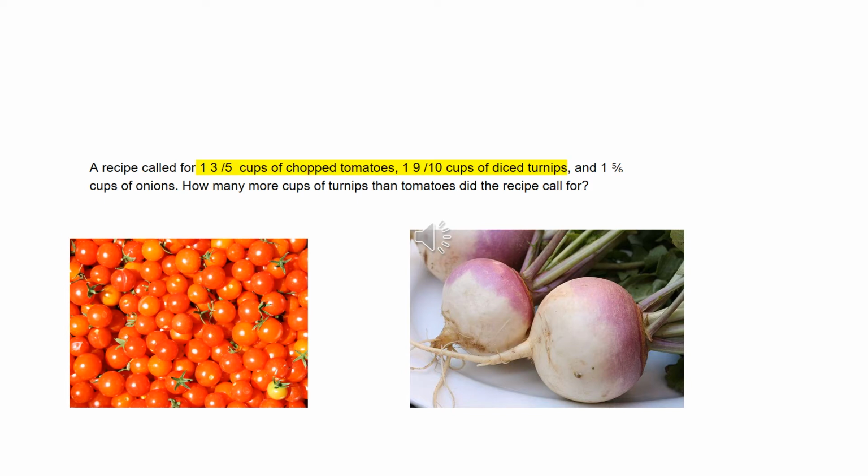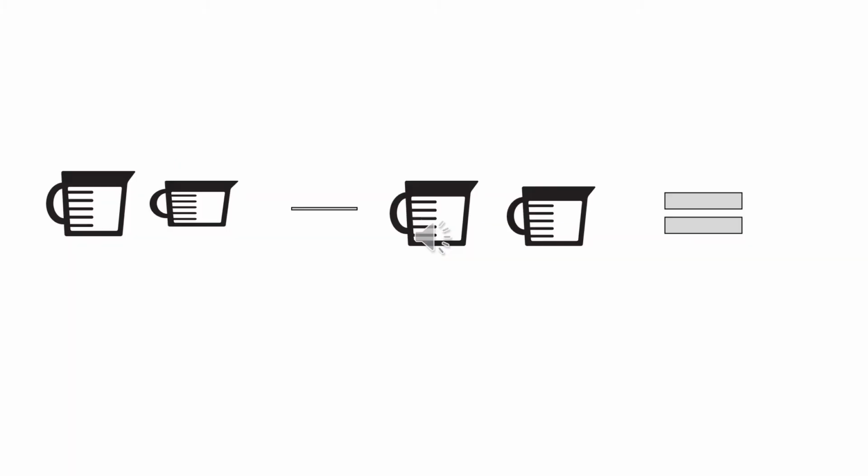We do, an example of explicit instruction: first we have a practice problem, and it would be a recipe that called for 1 3/5 cups of chopped tomatoes, 1 9/10 cups of diced turnips, and 1 5/6 cups of onions. How many more cups of turnips than tomatoes did the recipe call for? Next, the students should search for the important information, which would be the 1 3/5 cups of chopped tomatoes and the 1 9/10 cups of diced turnips, and how many more cups of turnips than tomatoes did the recipe call for, and that signifies subtraction.